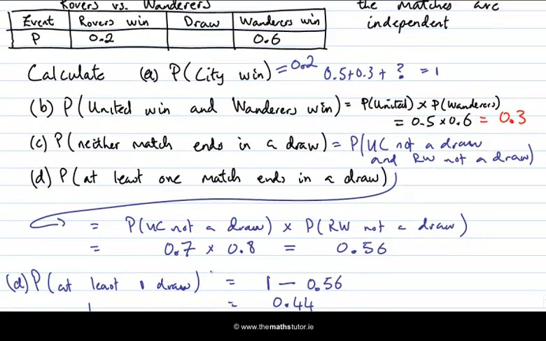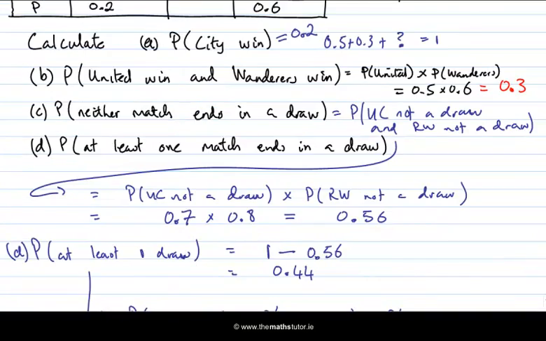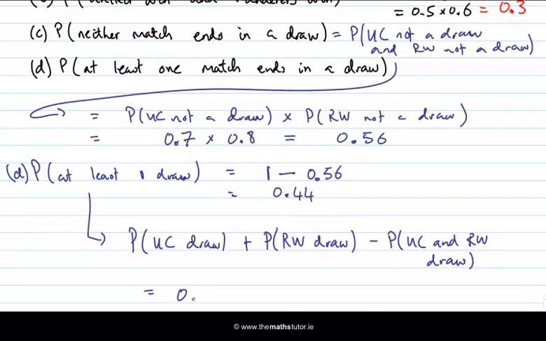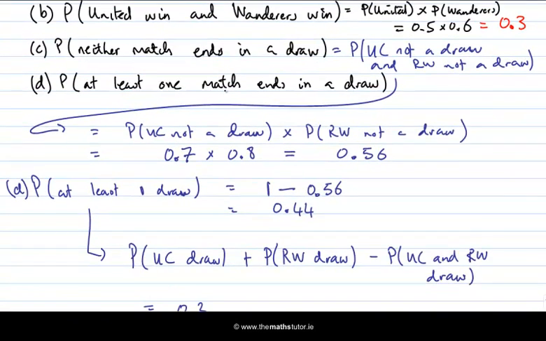The probability of a United City draw, remember that's 0.3. So let's put that in there. That's 0.3. The probability of a Rovers Wanderers draw, well, what's that? We've left that blank for the moment, but we can easily fill it in. That's going to be 0.2 because these probabilities all have to add up to 1. Okay, so we have 0.2 there.